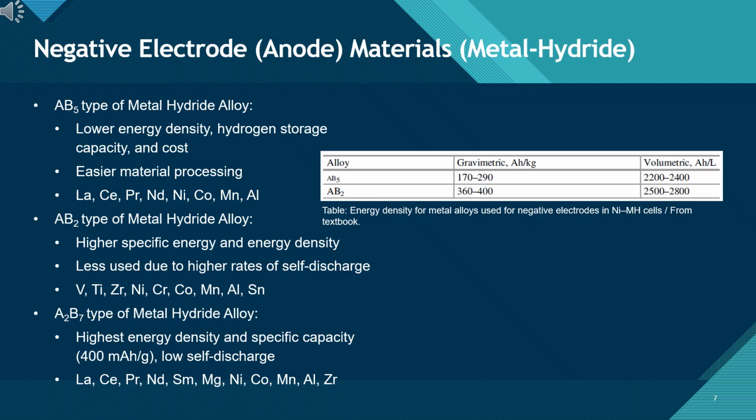The AB2 alloy, using elements such as Ti, Zr, and V, provides higher specific energy, but suffers from higher self-discharge, making it less practical for most applications. The A2B7 alloy offers the best performance, the highest energy density, and low self-discharge, but is more complex and expensive to produce. The table shows that AB2 and A2B7 types deliver nearly double the gravimetric energy of AB5, meaning they can store more energy per kilogram.